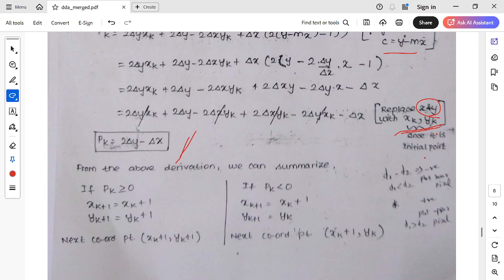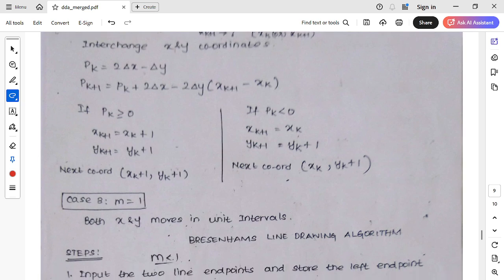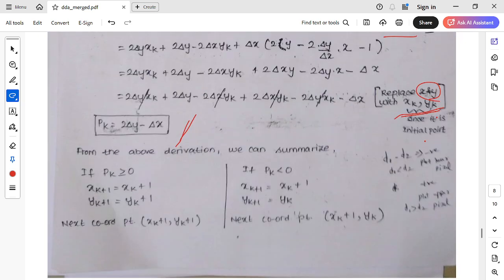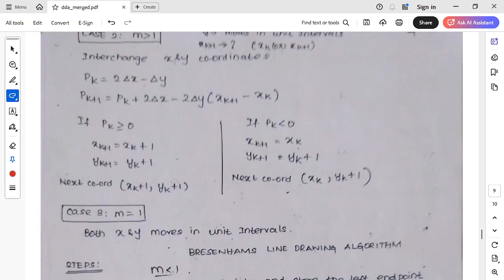From the above derivation, we can summarize: if my decision parameter is greater than or equal to 0, then the next discrete point will be xk plus 1 comma yk plus 1. If my decision parameter is less than 0, then the next coordinate point will be xk plus 1 comma yk. This is case 1, if my slope is less than 1.